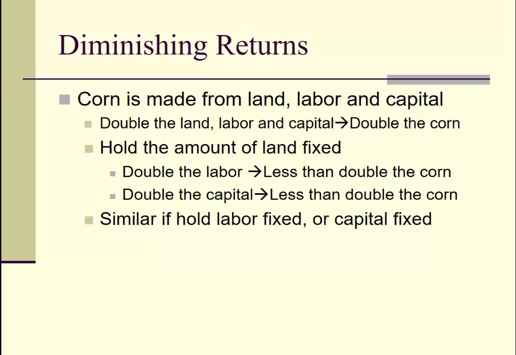And they saw that if they did not increase the amount of land and they just doubled the labor, they got less than double the amount of corn. They also saw that if they doubled the amount of machinery, of horses and plows, they would not double the amount of corn. So on and so forth. You have to have everything double to double the amount of corn, and so if you hold one of the inputs fixed, you will not get constant returns to scale. You'll get diminishing returns to scale.